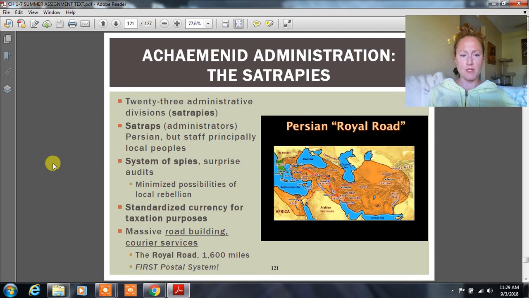Another major accomplishment of the Persians was their massive road building, and they're actually going to build what's known as the Persian Royal Road, and it extended 1,600 miles. And on that royal road system, they actually established the first ever postal system. So that's a major accomplishment.